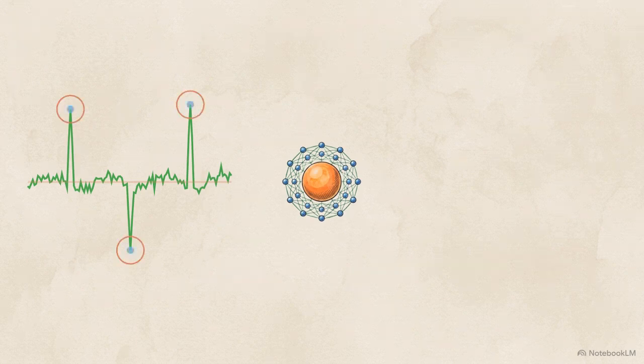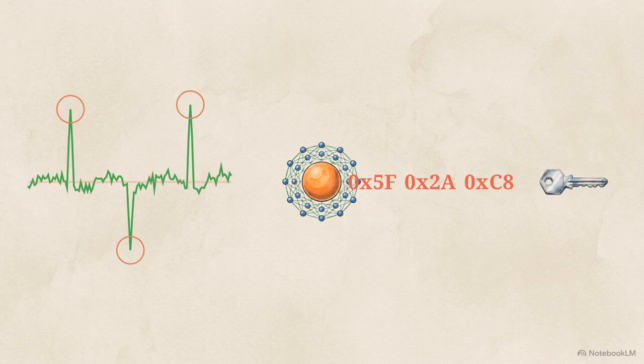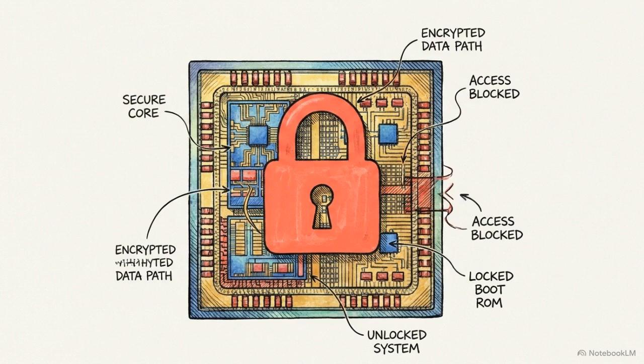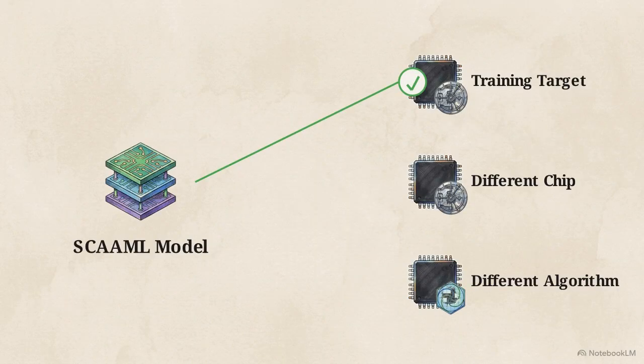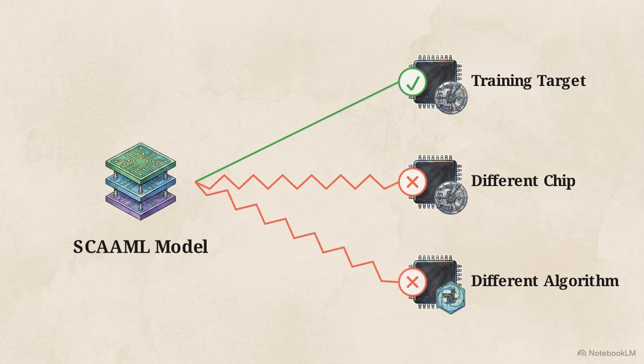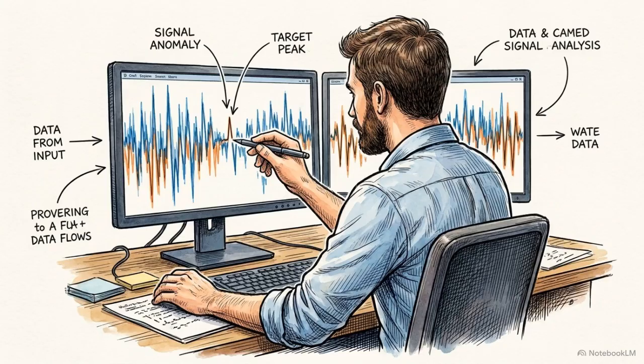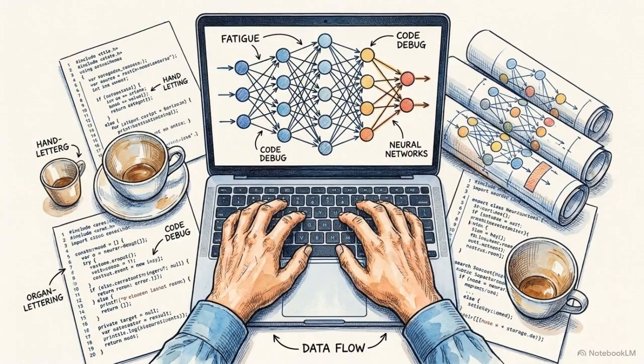By using machine learning, attackers can map those minute power fluctuations back to the secret data, recovering cryptographic keys even from heavily protected hardware. But historically, these machine learning attacks run into a severe limitation. An attack trained on one specific hardware implementation completely fails when pointed at a different chip or a different cryptographic algorithm. To target a new defense mechanism, an expert has to manually curate the traces, write custom pre-processing scripts to align the data, and design a bespoke neural network architecture from scratch.